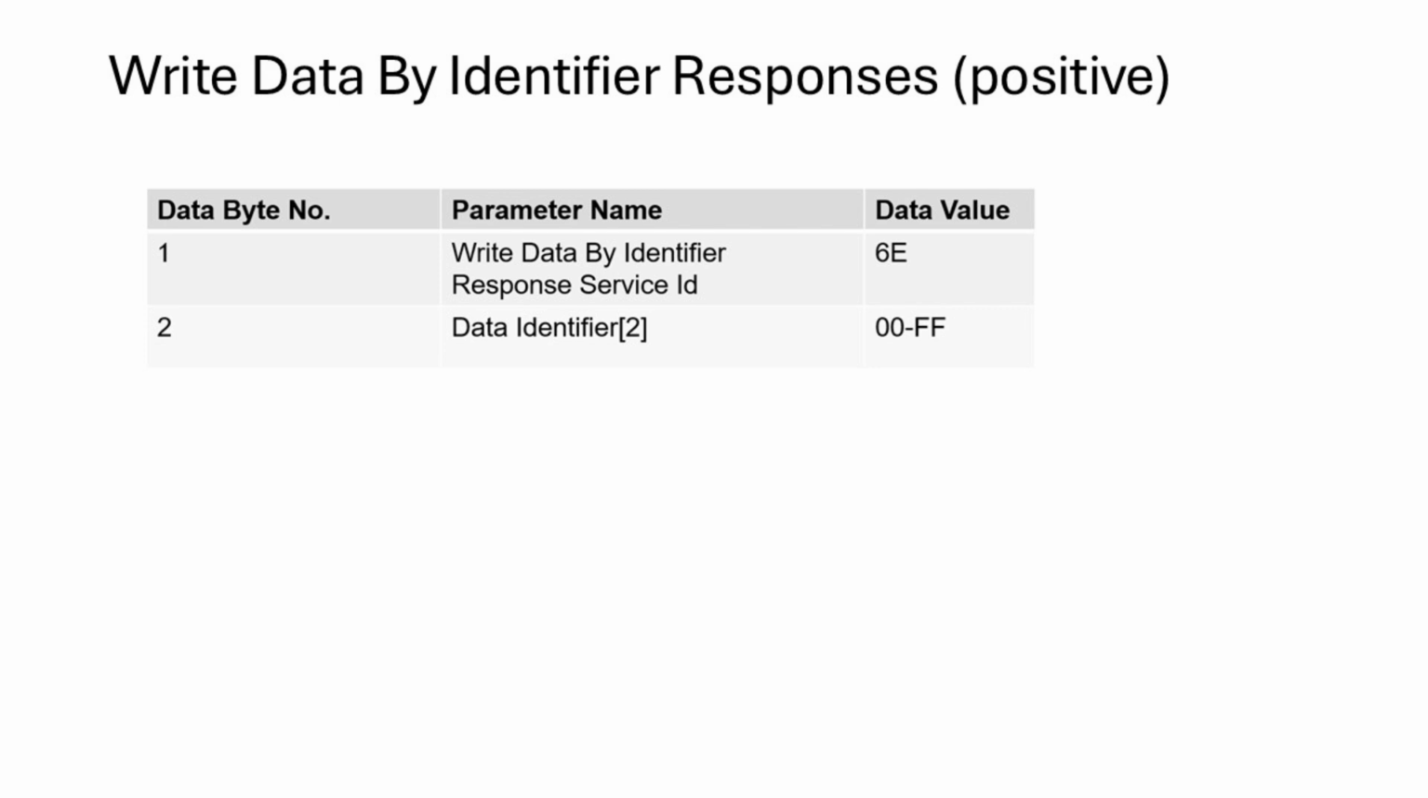Write data by identifier positive response: 2E plus 40 you will get 6E, and then the service ID and data identifier.